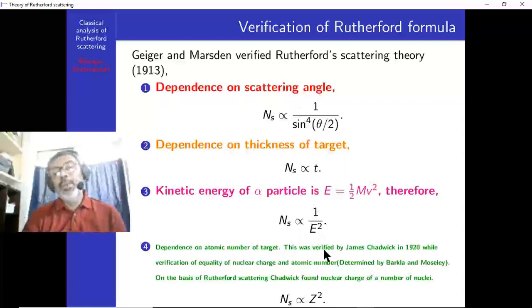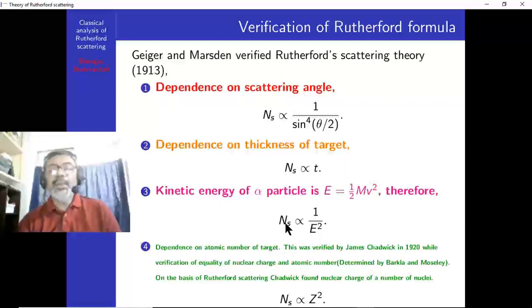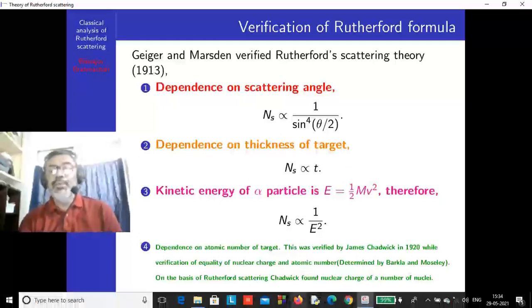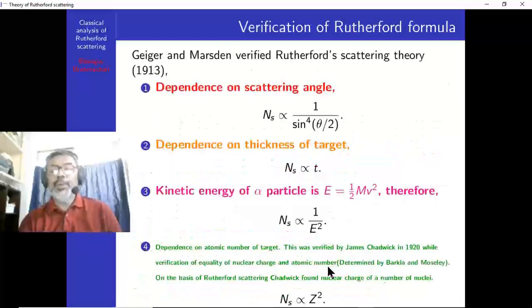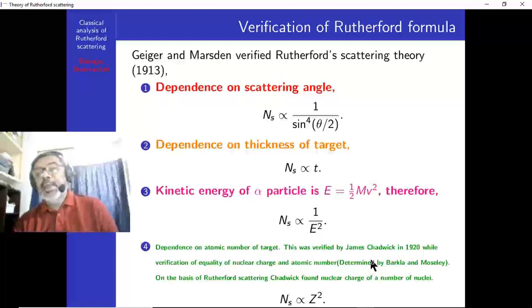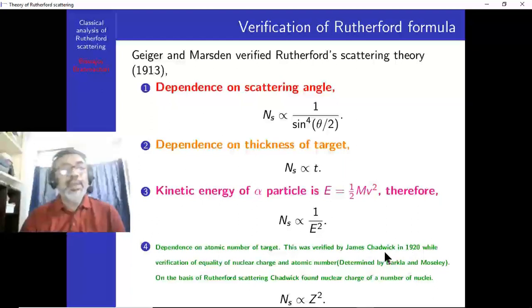So all three of them were verified by Geiger and Marsden, but they could not verify the fourth relation, ns proportional to z square, because they didn't have that much accuracy in their experiment. But later it was verified by James Chadwick in 1920. James Chadwick is also the discoverer of the neutron, but this is one of his earlier works, in 1920.